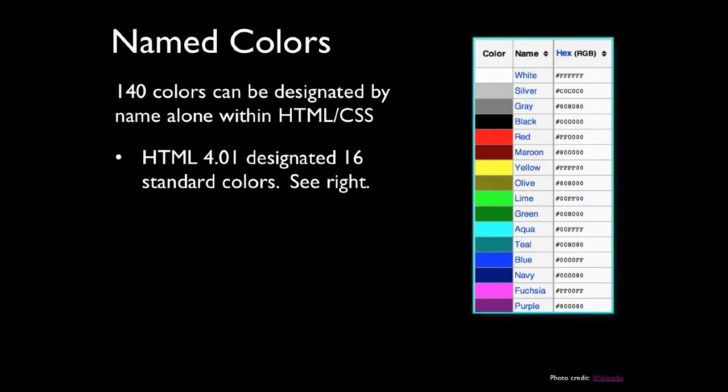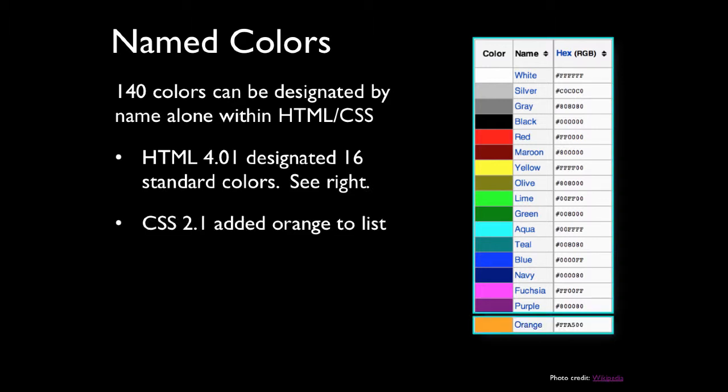Now, again, what you've probably seen in HTML is that sometimes you don't see RGB values, and sometimes you don't even see hex. You see colors that are just called by their name. So there are such things called named colors. There are 140 colors that can be designated by name alone when you're working with HTML or CSS. There are 16 of them that are called standard colors. You can see those on the right. Somewhere along the way, with CSS, they added orange, and they have a link here that you can use to access the full 140 if you're interested in that.